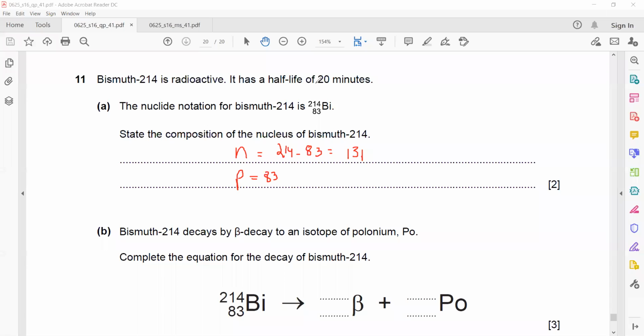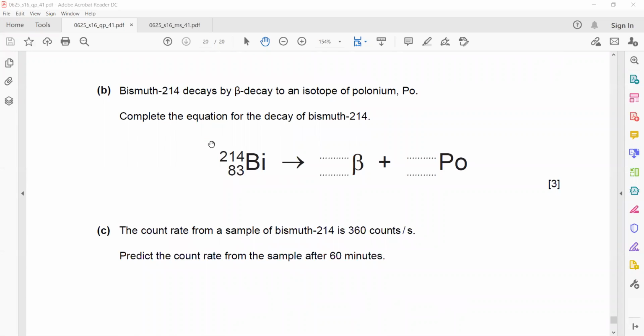Because they ask the composition of the nucleus, if you write electron, then your answer will not be correct. Why? Because it's a nucleus, so it does not have electrons in the nucleus. An electron is only produced from the nucleus when there is a beta decay, but originally it is not present.